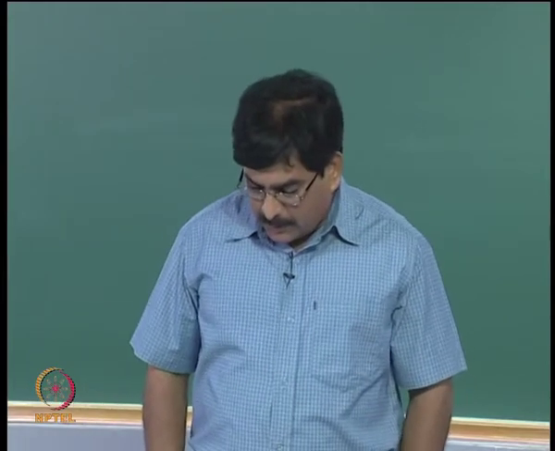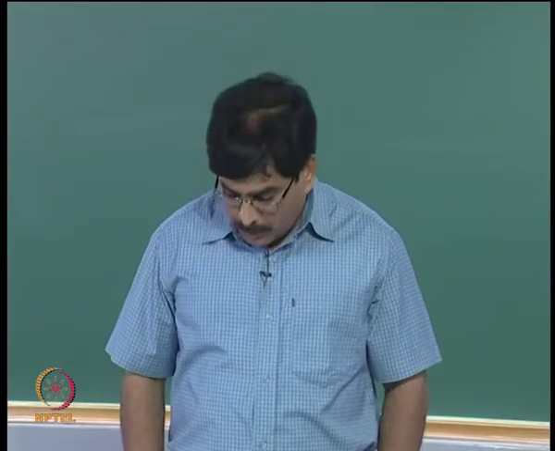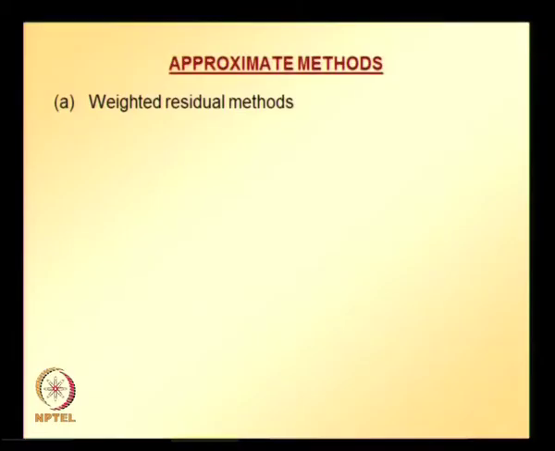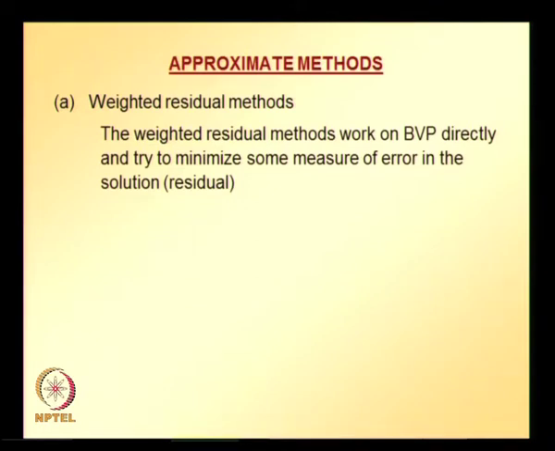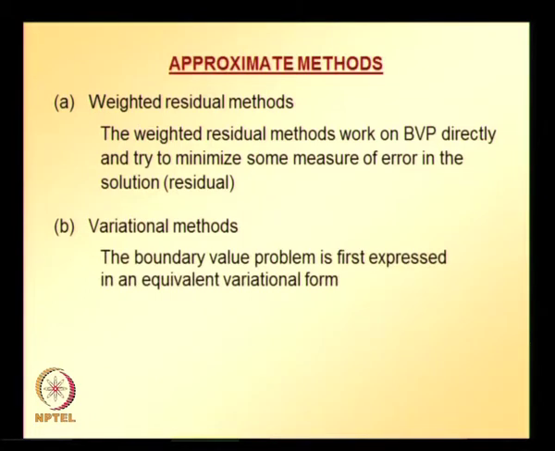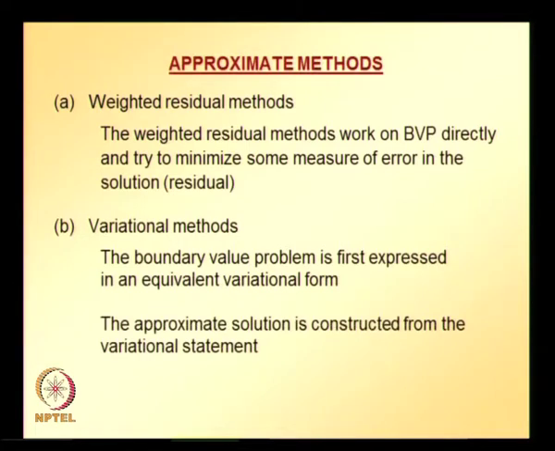So, basically all the classical methods can be categorized into two groups. One is called weighted residual methods. The weighted residual methods work on the boundary value problem directly and try to minimize some measure of error in the solution, which is called residual. And the other category is variational methods. In these methods, the boundary value problem is first expressed in an equivalent variational form or weak form, and the approximate solution is constructed from this variational statement or weak form.